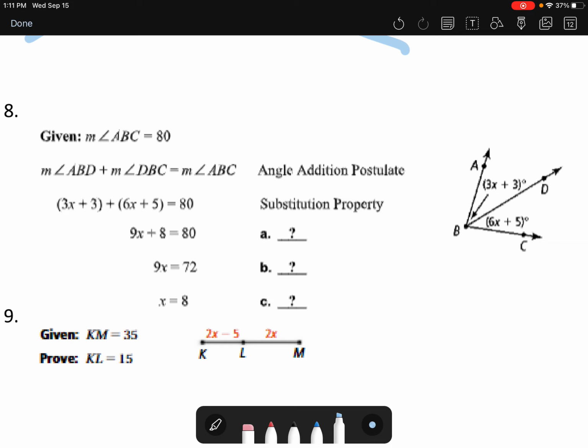That was substitution. Going from this step to this step, all we did was take 3x and 6x and put them together, and it became 9x. We took plus 3 and plus 5, put them together, and it became plus 8. All we did was combine like terms.